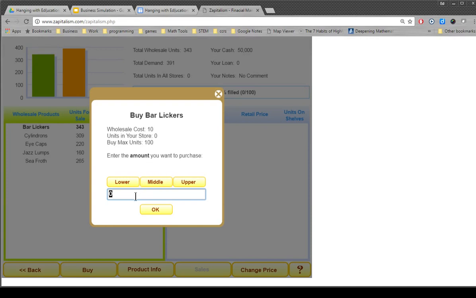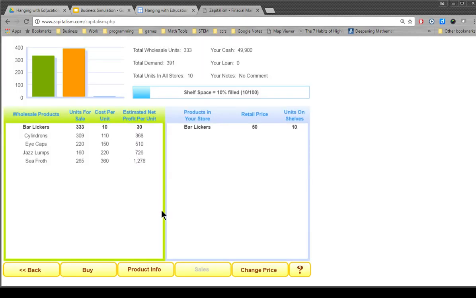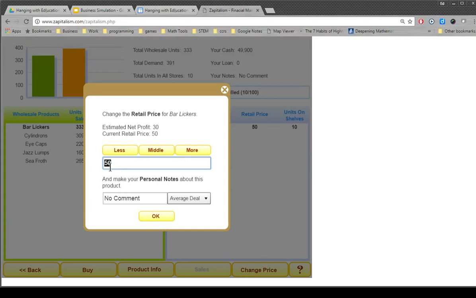Let's say I'm going to buy 10 pieces. But the cost is just so low, I'm going to jack the price up a little bit. So I'm just going to charge 55 here. Just a little bit extra.